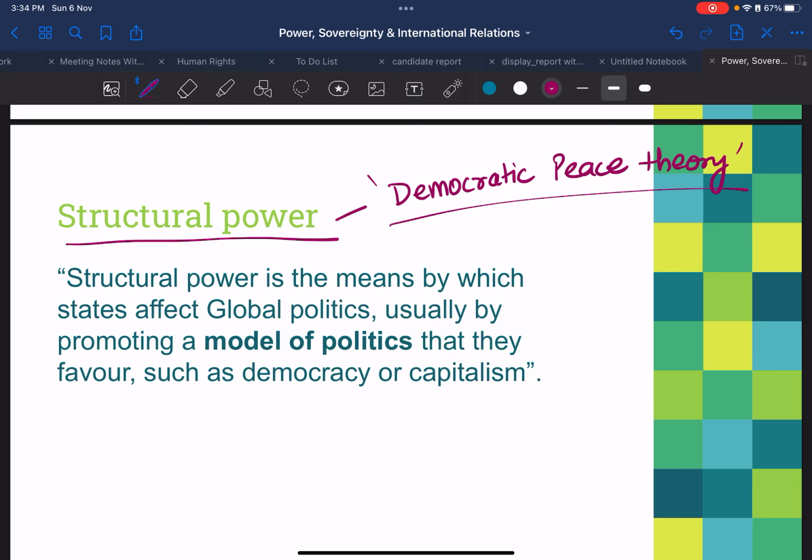Second example you have to think of, where country A influenced country B by using structural power in a very subtle way, in a very soft power way, where country B changed its political system as per country A. Am I clear what you are supposed to do? So you have to think like that.